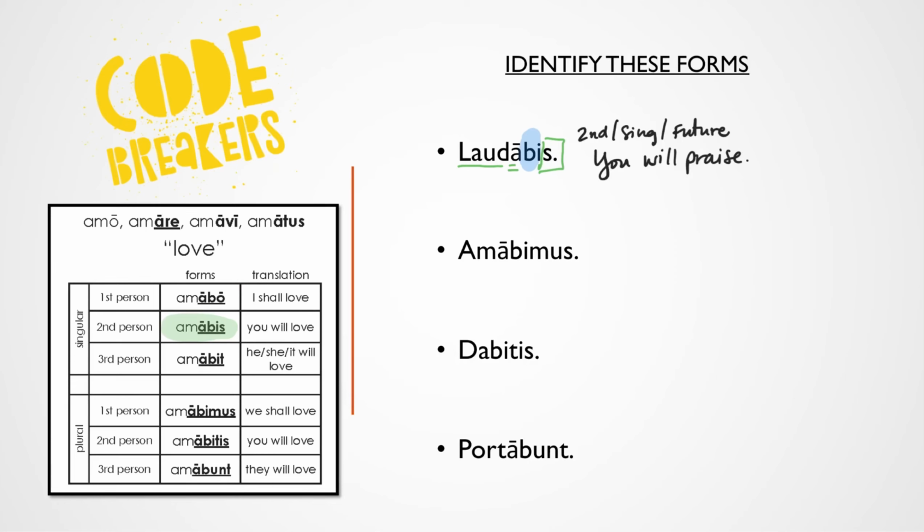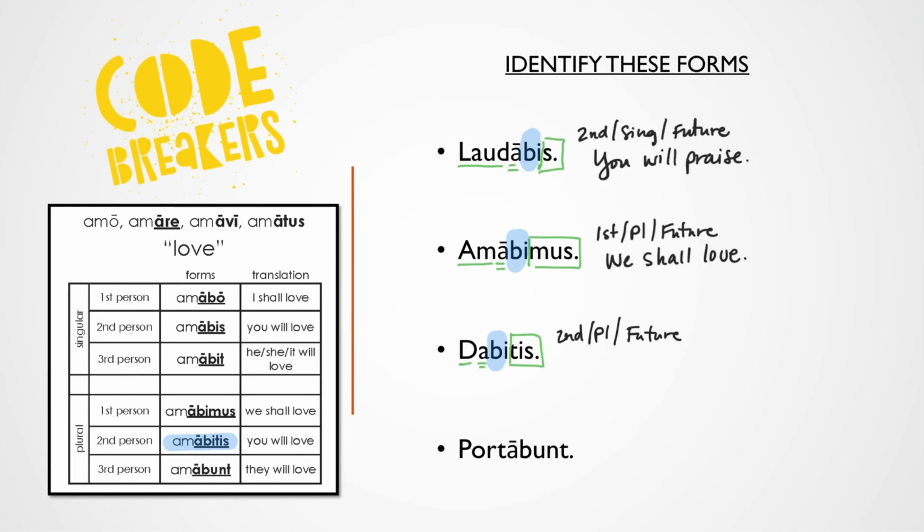Next word, amabimus. Stem is am, then we have the A, then the BI, which shows us that it's future, and then mus, which shows us that it's first person plural, future tense. We'll translate that as we shall love. Now how about dabetis? Okay, well the stem for this one actually is just the letter D. Kind of crazy. And then the A there is the conjugation identifier. We have a BI and then a tis.